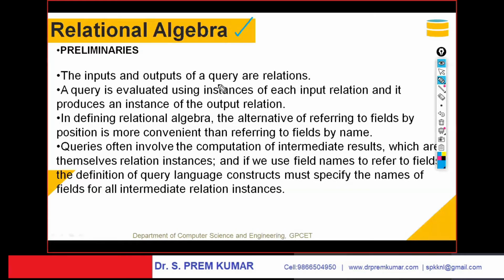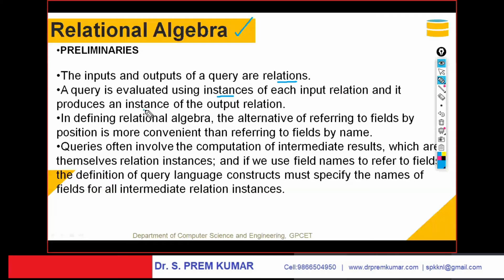The inputs and outputs of the queries are relations. Relations are nothing but table representations, that is, rows and columns. The query is evaluated using instances of each input relation and it produces instances of the output relation. Instances are nothing but data.